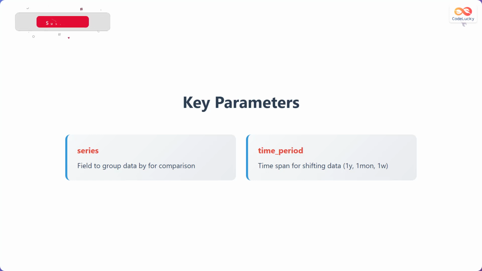There are two key parameters to understand when using Timewrap. The series parameter specifies which field to group your data by for comparison purposes. The time_period parameter defines the time span for shifting your data, such as 1 year, 1 month, or 1 week. These parameters work together to create meaningful time-based comparisons in your analysis.